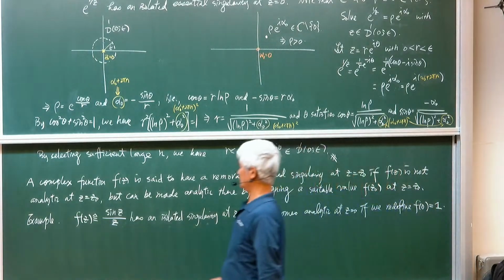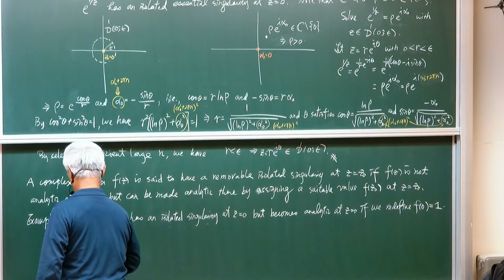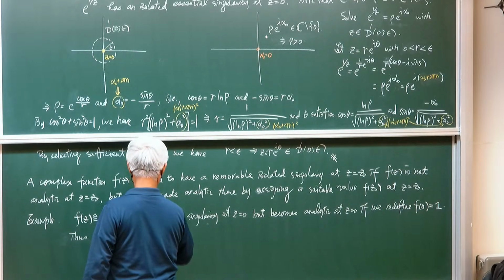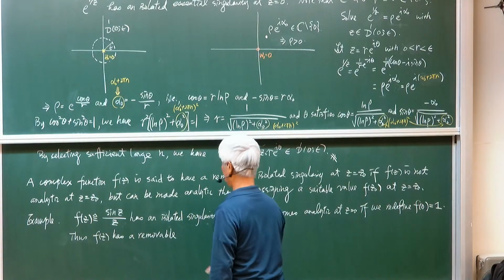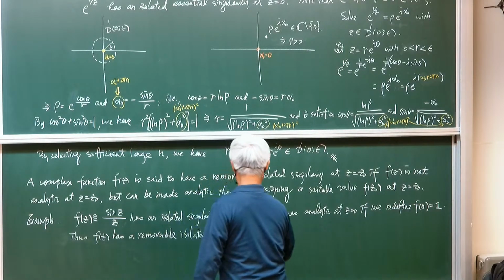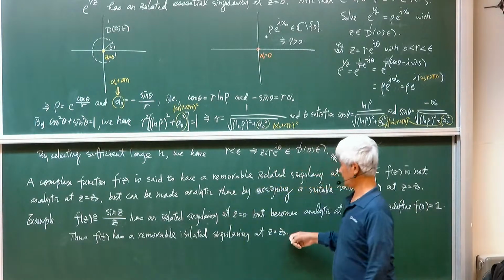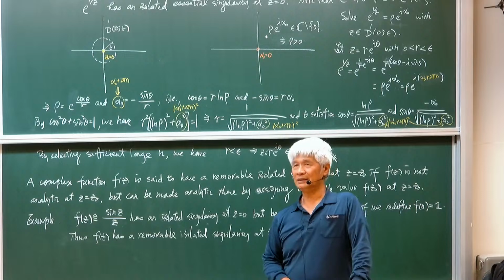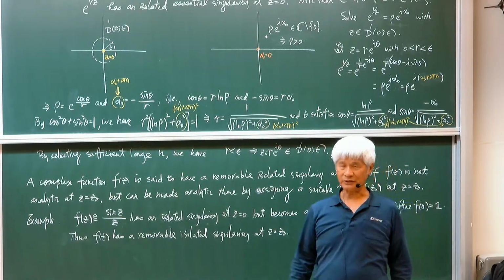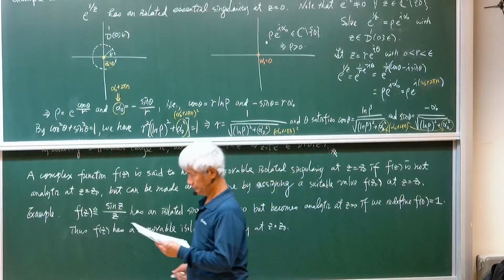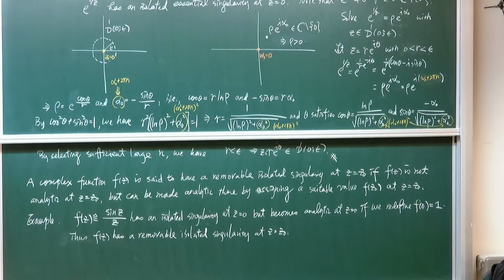So f(z) has a removable isolated singularity at z equal to 0. So sometimes you have to identify that some isolated singularities of complex functions are removable. So this is some further discussion of isolated singularities.